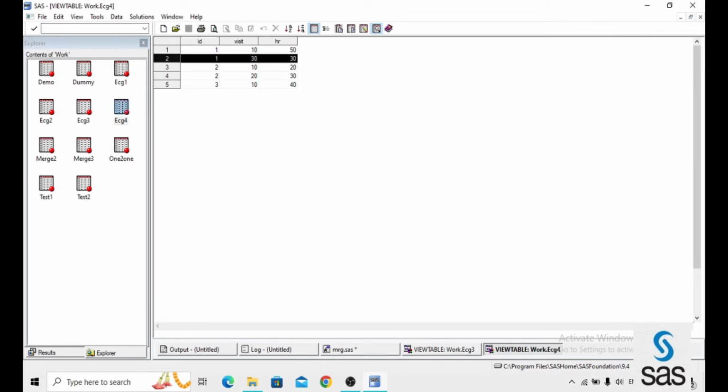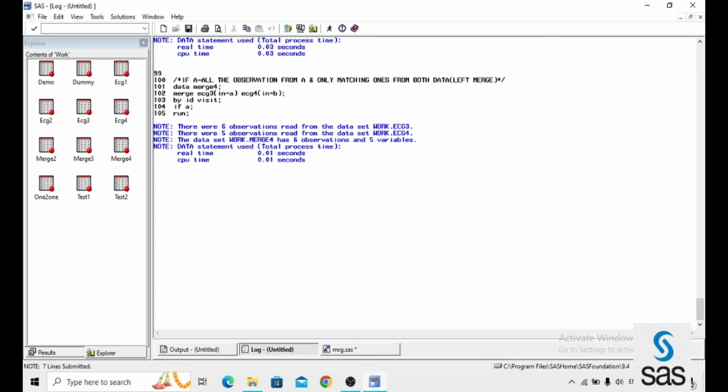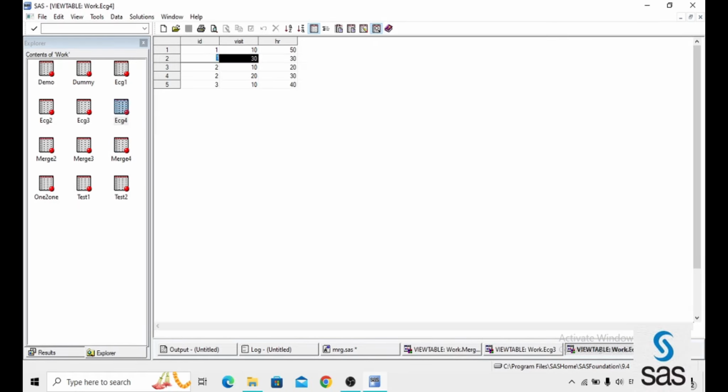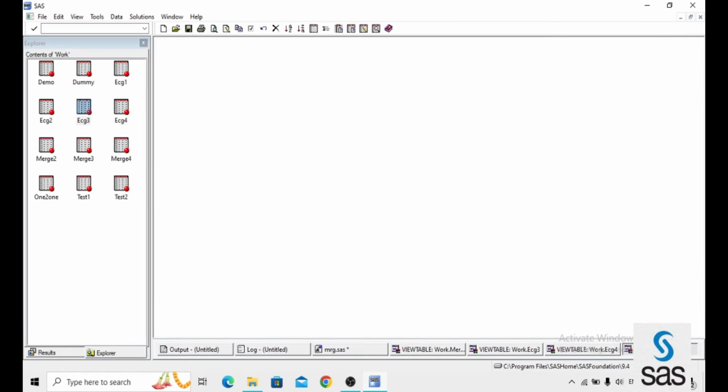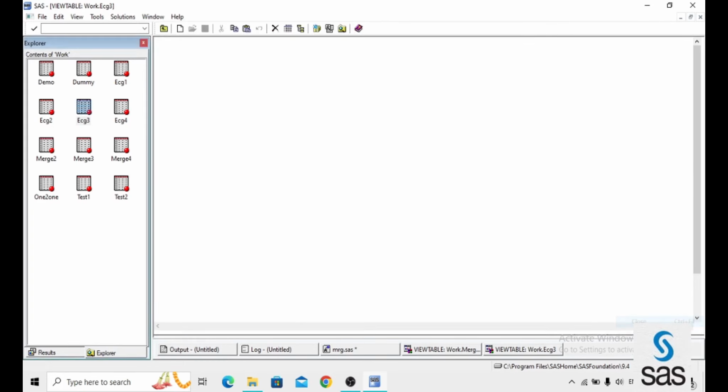Okay, now we check the data set merge 4. Yeah, merge 4 ran successfully. Okay, observe here there is no 130. Why? Because it is not matching with the ECG 3. There is no 130. It's not matching, that's why we are not getting it in this merged data set.